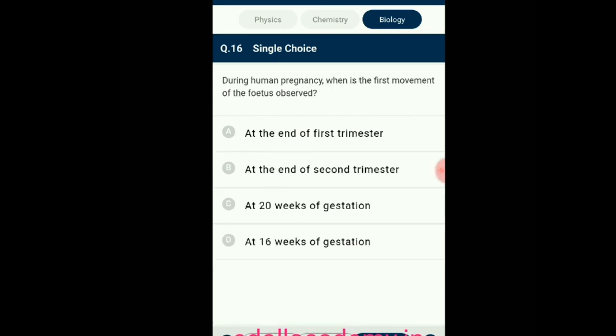Question number 16. During human pregnancy, when is the first movement of fetus observed? In human pregnancy, the first movement of the fetus is usually observed around the 5th month, around 20 weeks of gestation. The appearance of hair on the head is also observed during this period. So the answer for this question is option C, the 20th week of gestation period.